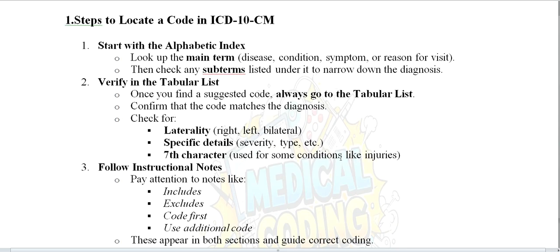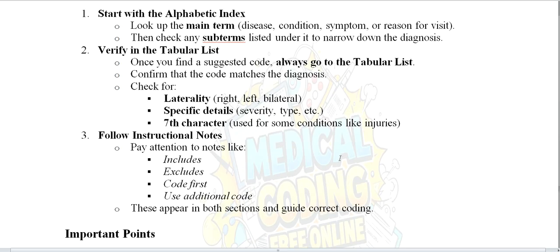Second, verify in the tabular list. Once you find the suggested code, always go to the tabular list. Confirm that the code matches the diagnosis. Check for laterality: right, left, bilateral; specific details, severity, type, and the seventh character, which is used for some conditions like injuries. So next, follow the instructional notes. Pay attention to notes like includes, excludes, code first, use additional code. These help guide the correct code.